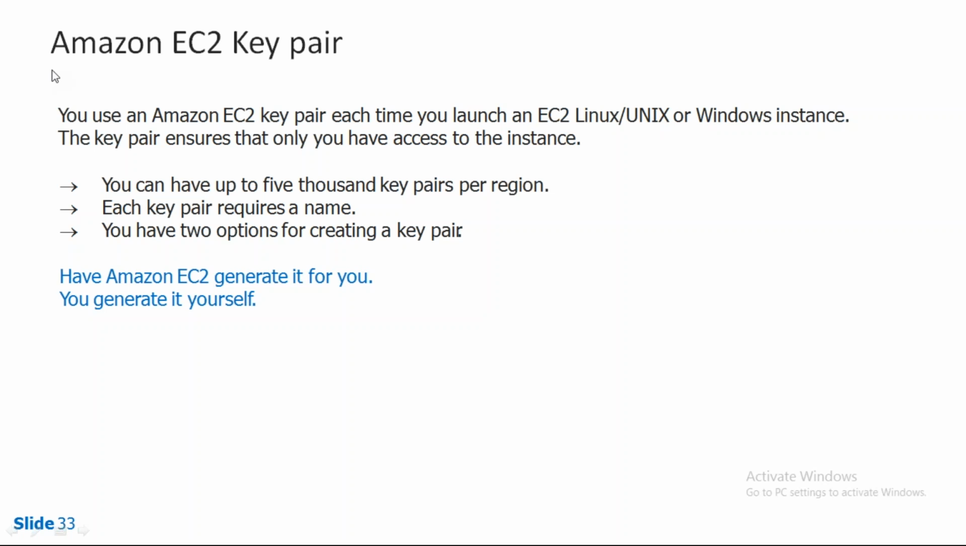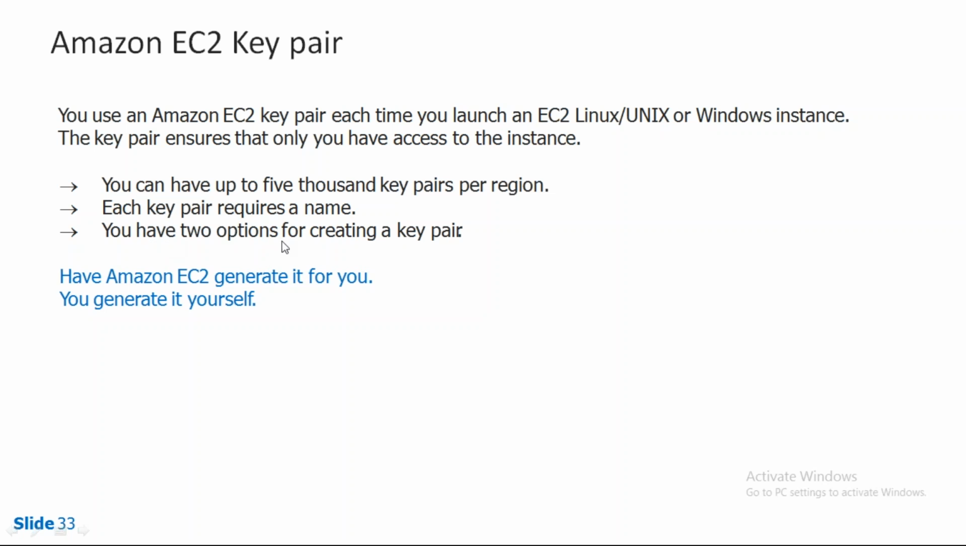So that's what you use an Amazon EC2 key pair for each time you launch an EC2 Linux, Unix or Windows instance. The key pair ensures that only you have access to the instance, so it is a security parameter. You can have up to 5,000 key pairs per region. So remember how many key pairs you can have per region. That's the limit. Each key pair requires a name.